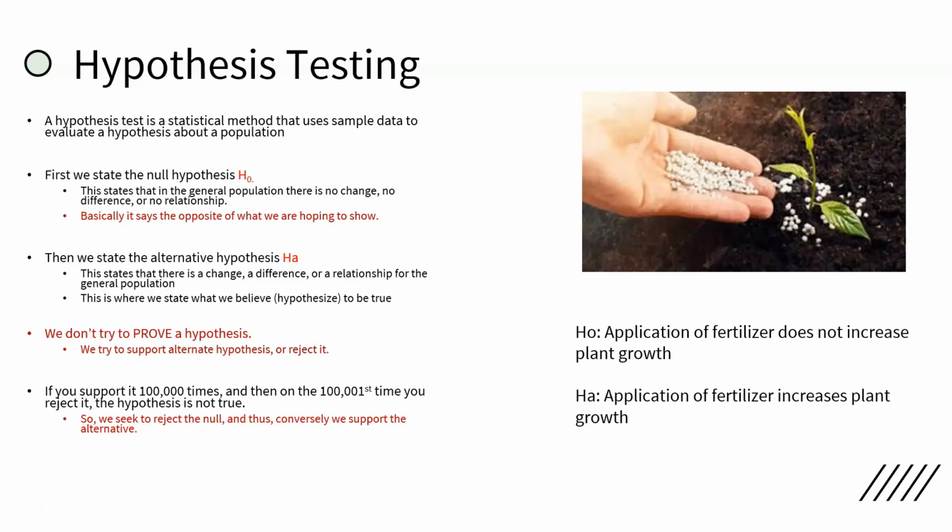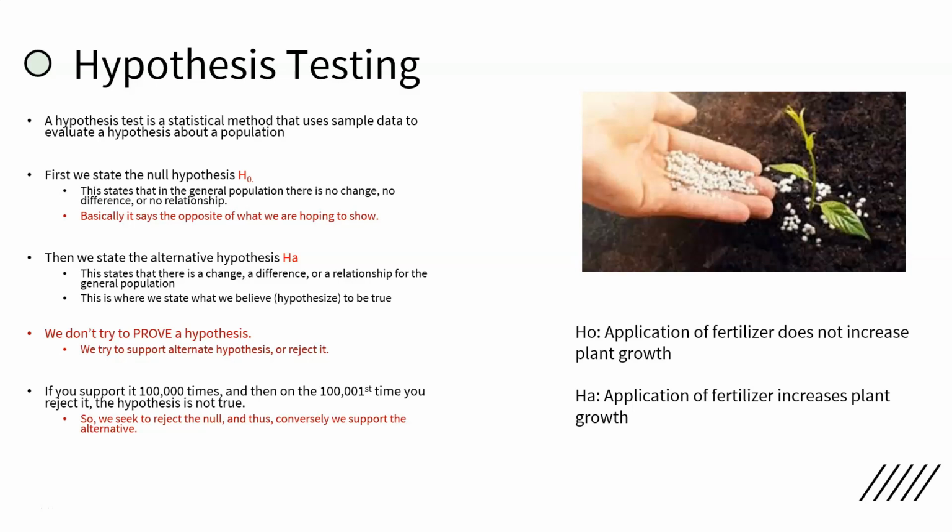For this, I am making use of the concept of hypothesis testing, right? So if you see the photo that is there, I apply fertilizer and the plant grows, right? So what is the hypothesis? The hypothesis is application of fertilizer increases plant growth, right? So that is stated as an alternate hypothesis. Alternate hypothesis is what we want to prove, right?